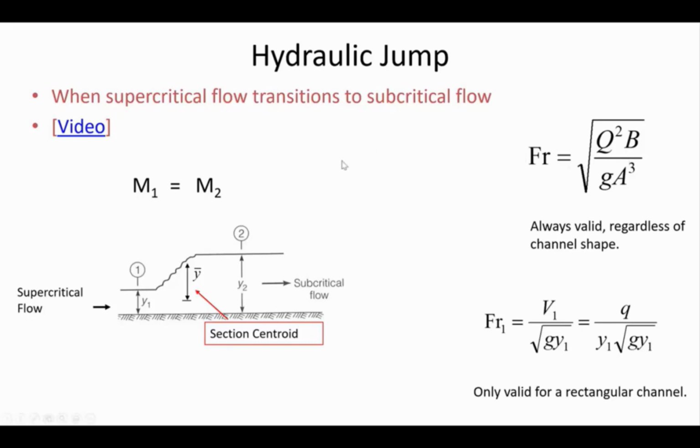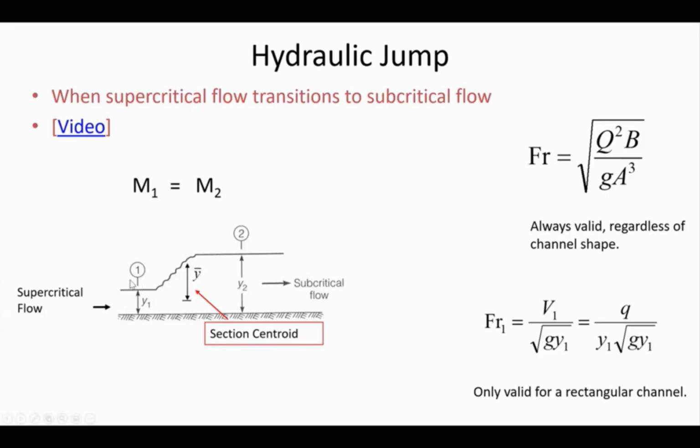Now, to calculate what the new downstream depth is going to be, it's often valuable to be able to calculate the magnitude of the Froude number upstream. So we want to know, in other words, how supercritical is it? Remember, anytime the Froude number is greater than 1, that indicates supercritical conditions. But the more supercritical it is upstream, the bigger the jump is going to be.